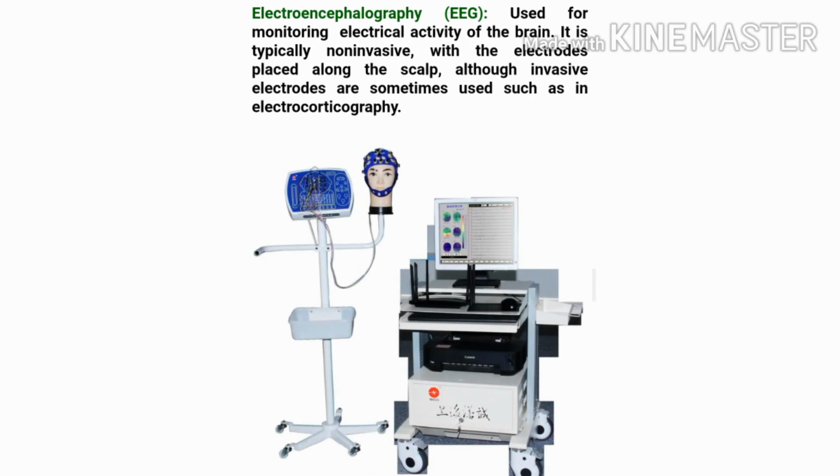And this is the electroencephalography, which is also known as EEG. It is used for monitoring electrical activity of the brain. It is typically non-invasive with the electrodes placed along the scalp, although invasive electrodes are sometimes used, such as in electrocorticography. So this is all about the EEG.